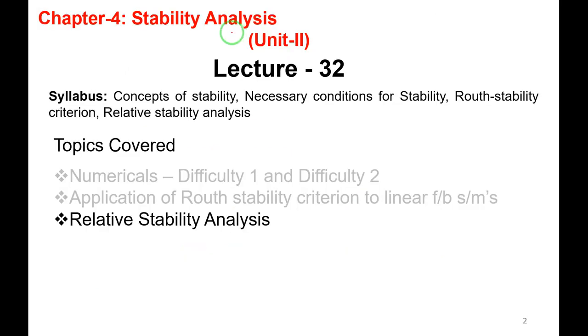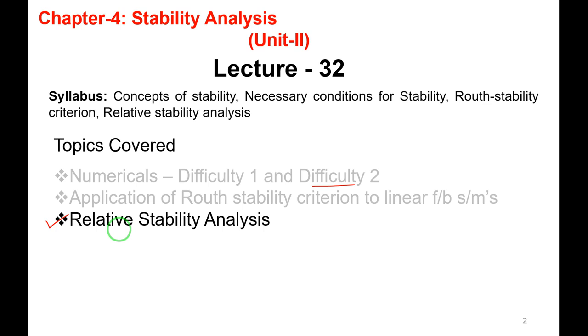We have started with chapter 4, stability analysis, and today is the last topic, right? Yesterday we saw the numericals on difficulty 1 and difficulty 2. Then we saw the application of Routh stability criteria for linear feedback systems, that is, determining the range of k for stability. For this range of values of k, the system will be stable. That we have seen. The last topic is relative stability analysis, right?